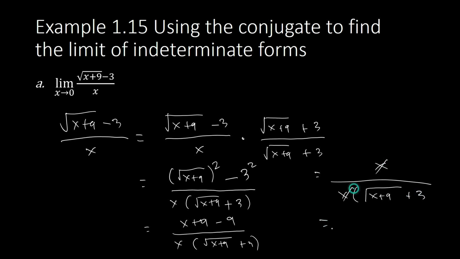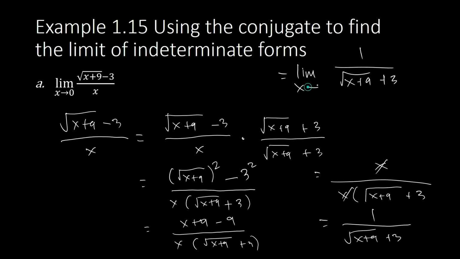So x divided by x is 1. And so we are left here with 1 over square root of x plus 9 plus 3. The limit of our function is equal to the limit of 1 over the square root of x plus 9 plus 3 as x approaches 0. And what is this equal to? Square root of 0 plus 9, or square root of 9, and that is equal to 3. So what we have here is 1 over 3 plus 3. And so this is equal to 1 over 6.